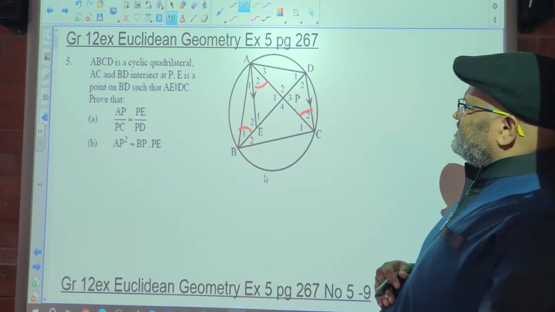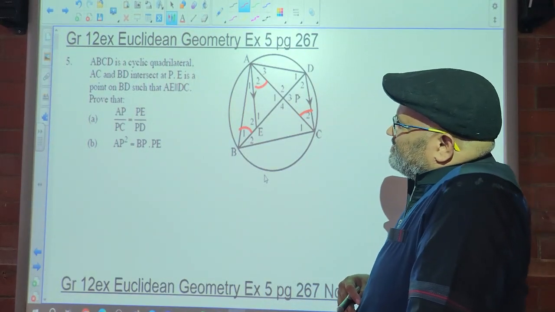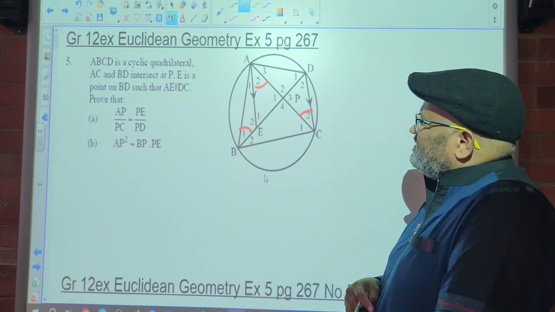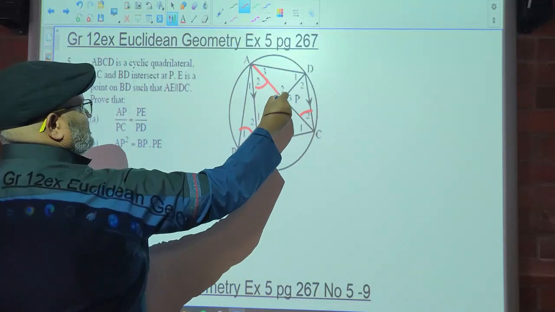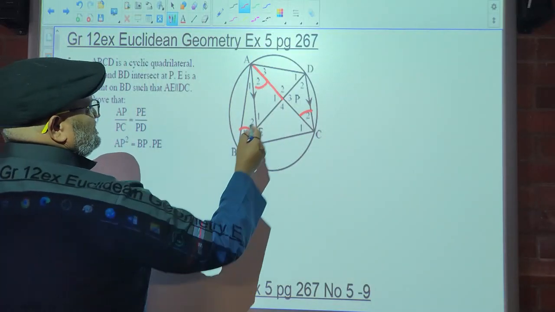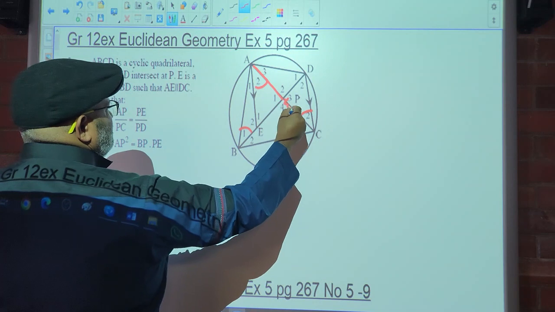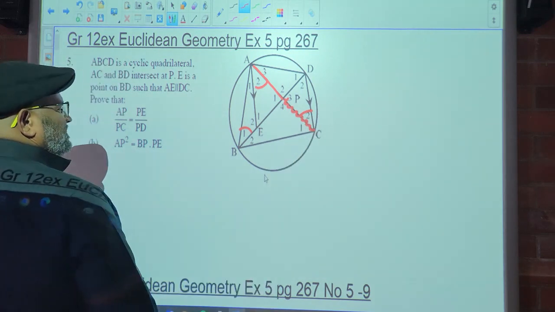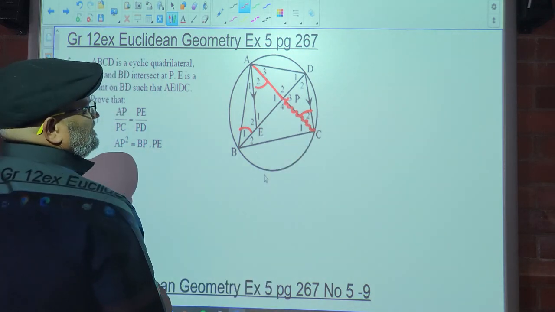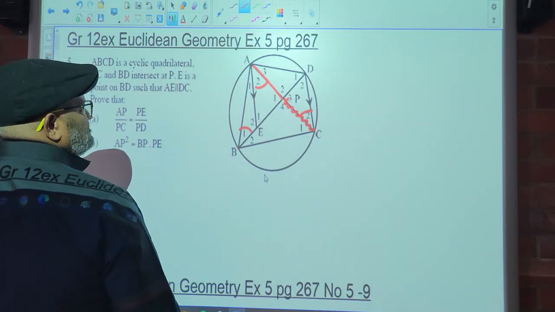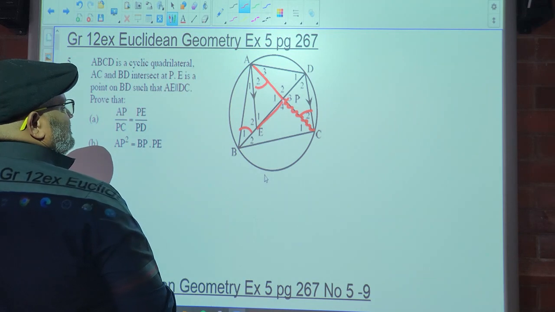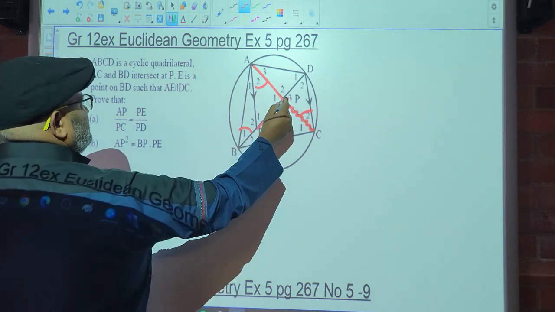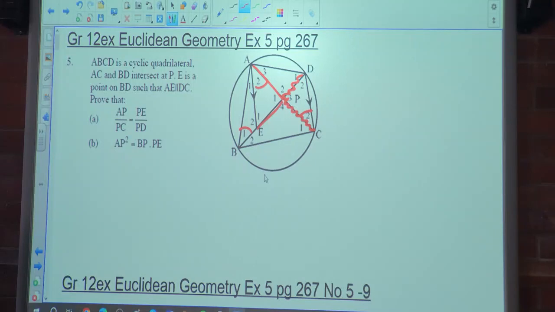Then we are told to prove that AP over PC, okay, that's now from a different triangle. We can't make a triangle with it. And PE, which looks like it belongs to AP's triangle, over BD. Okay, can you see the two triangles now?